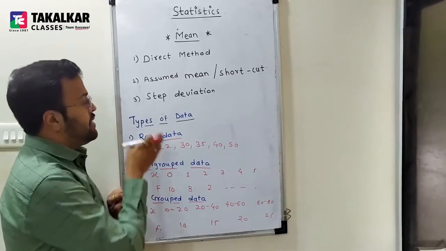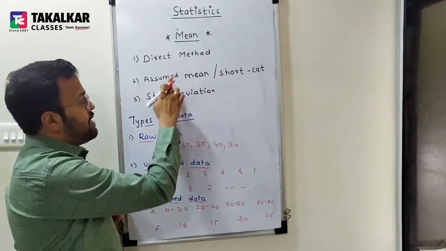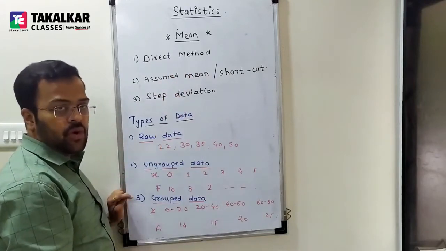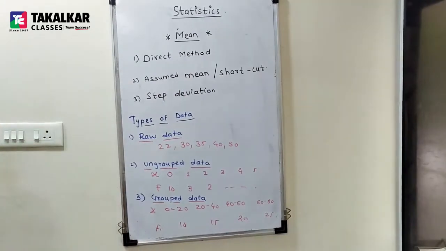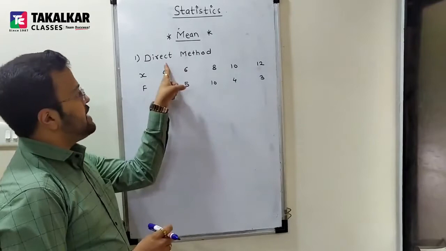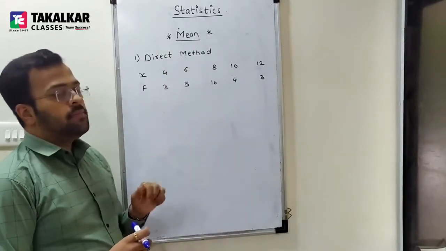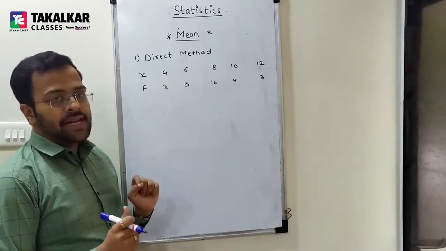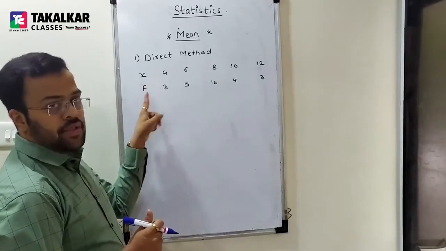Now first we'll see one example based on this method. First one we'll see on direct, second one is assume mean, and third one is of step deviation. Okay? We will see one sum based on this. Now our first method is direct method. The question you will get, solve the following sum by direct method or find the mean of following data by direct method. In this, directly X is given, F is given.